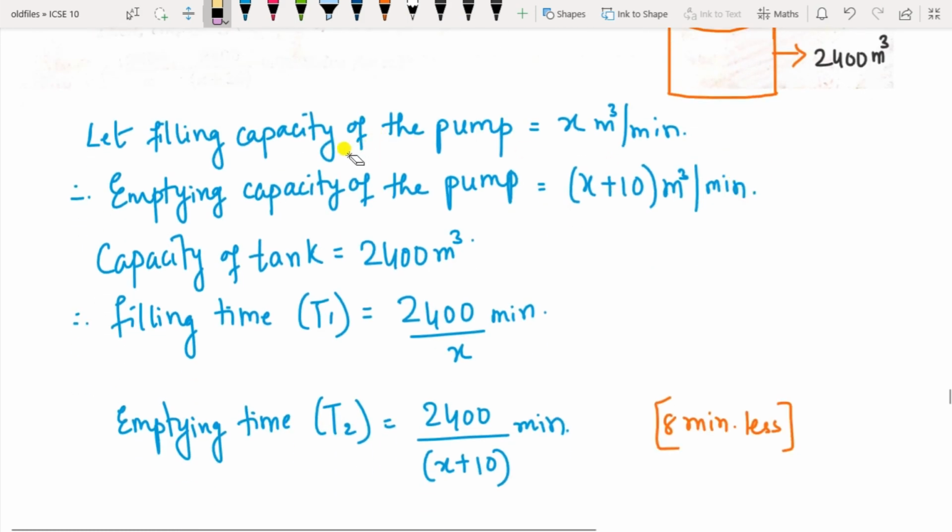So let us guess that the filling capacity of the pump is x, therefore the emptying capacity is 10 meter cube more, so it is x plus 10 meter cube per minute. Capacity of the tank is 2400, therefore filling time T1 will be 2400 upon x, and emptying time T2 will be 2400 upon x plus 10 minutes.